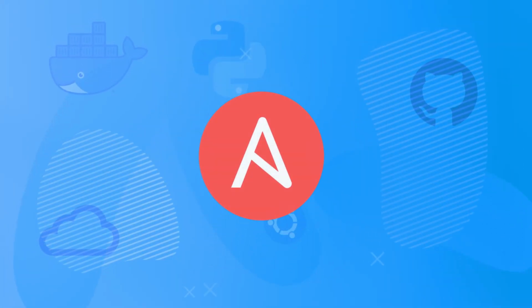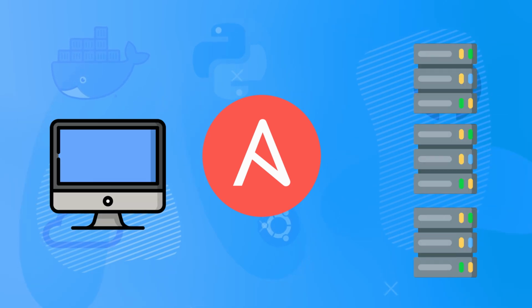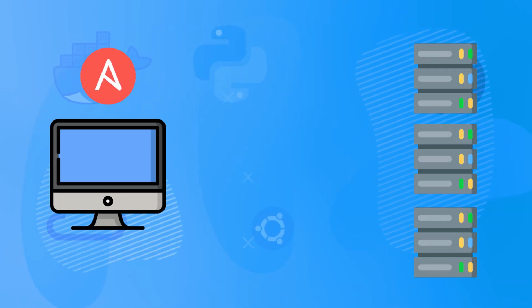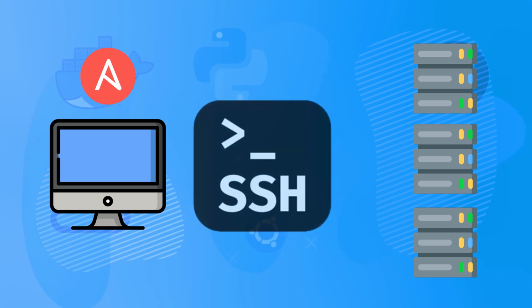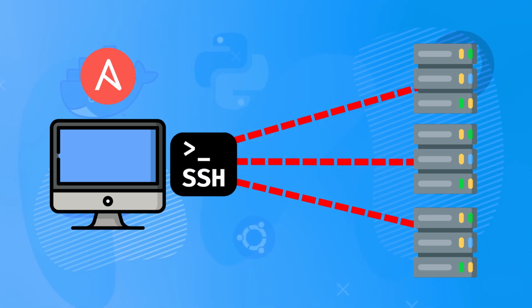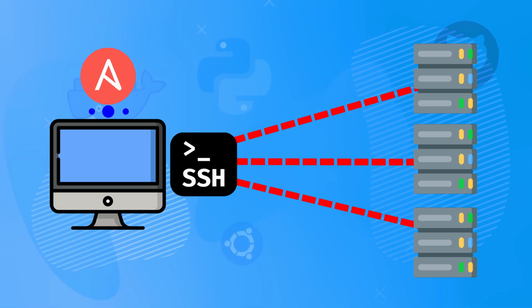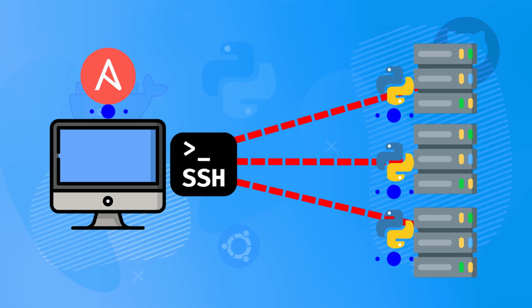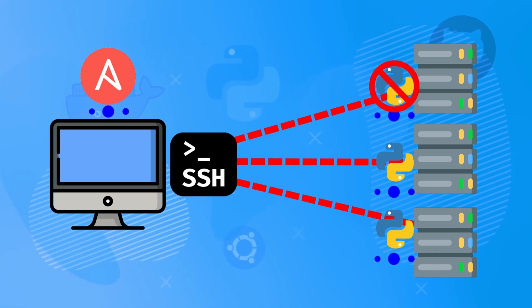Ansible is an agentless configuration management tool. The way Ansible achieves this agentless configuration is by using SSH connections to the devices. Once Ansible establishes an SSH connection to the device, it's able to execute the logic in its playbook by using Python. But what happens if the device doesn't have Python installed?